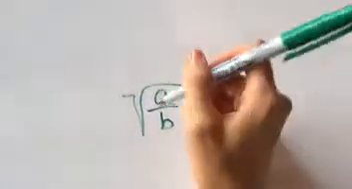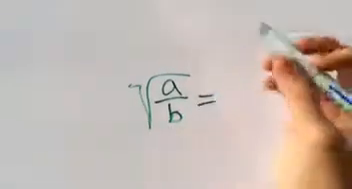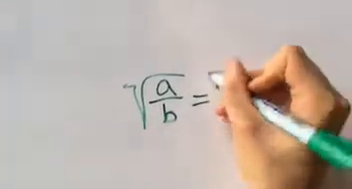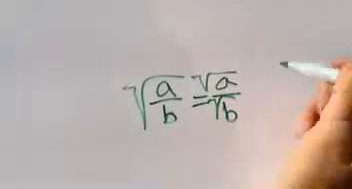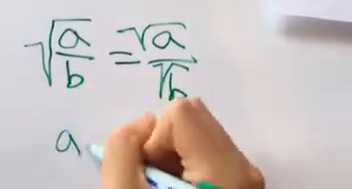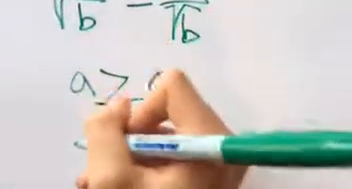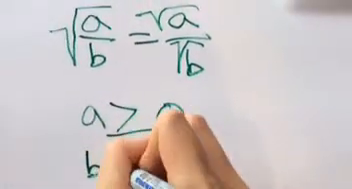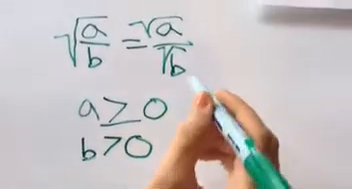The quotient property of square roots is when you have a fraction under the radical sign. For example, the square root of a over b. The square root of a over b is the same thing as the square root of a over the square root of b when you use the quotient property of square roots. This only works when a is greater than or equal to 0 and b is greater than 0, because you can't have a denominator of 0.